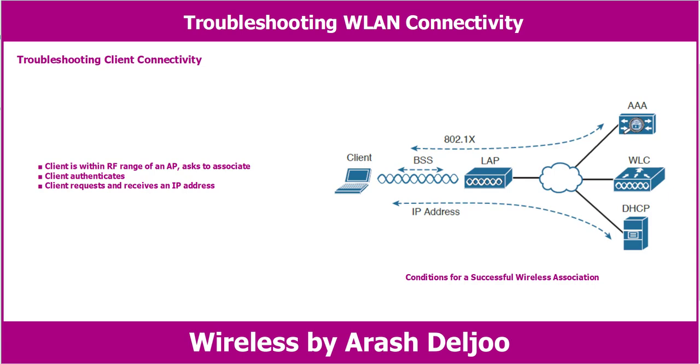As you prepare to troubleshoot a single wireless client, think about all of the things a client needs to join and use the network. This figure illustrates the following conditions that must be met for a successful association. Client is within RF range of an AP asked to associate. Client authenticates, and client requests and receives an IP address.